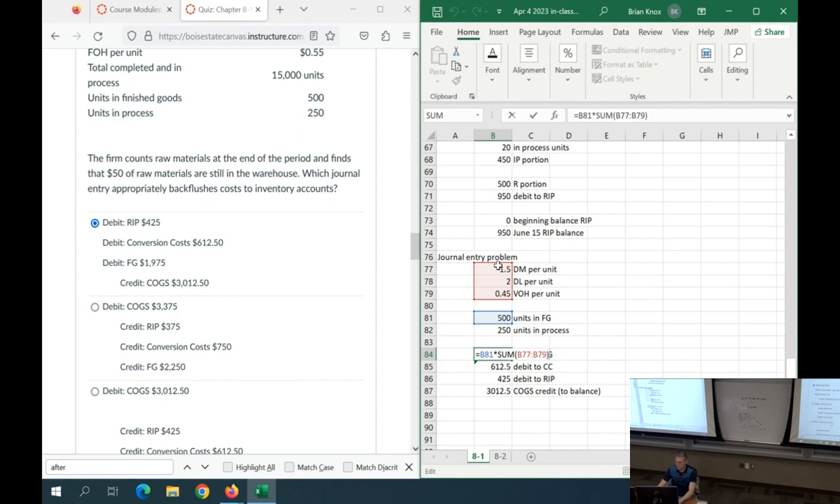Yeah. So for conversion costs, we do direct labor and variable overhead times units in process, and for RIP, the R portion, units in process times just direct materials. We never include the direct labor per unit. No. We did that for conversion, right? Yeah. So we have to separate out those three.